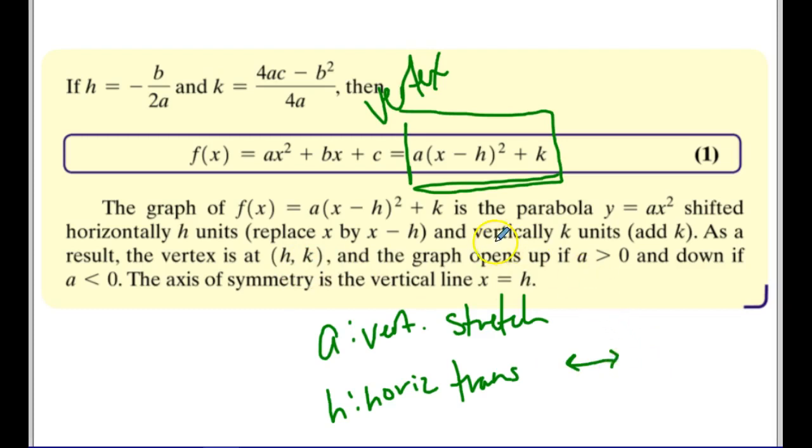So if h is positive, like x minus 2, then I'm going to go to the right. We kind of go the opposite direction than we think we're going to go. And then k is going to be my vertical translation, so that tells me if I go up or down. So we'll look at that too. This k value out here tells me up or down.